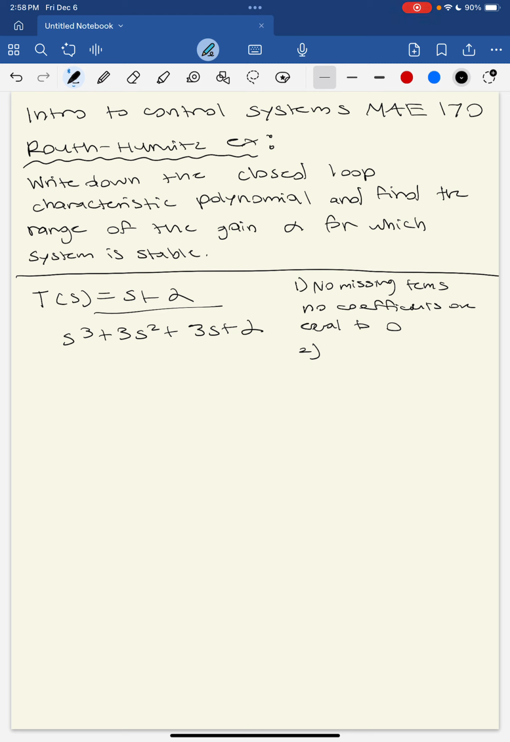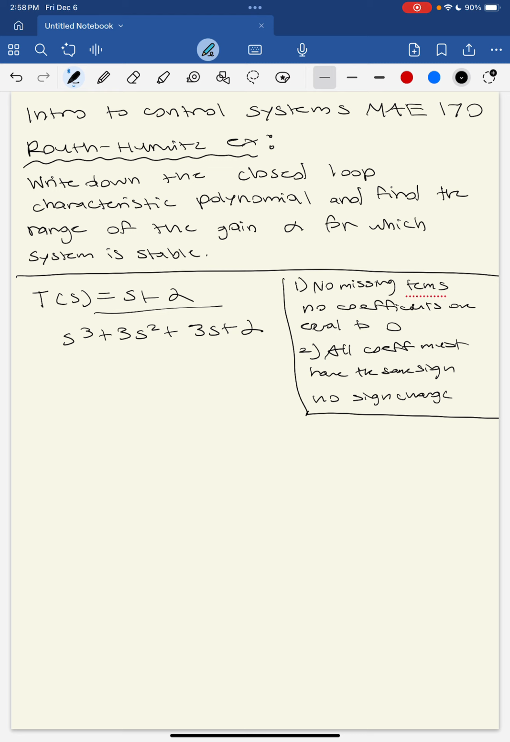Second criteria was all coefficients must have the same sign. So no sign change, right? In the first column. And we'll see how this plays into this example. But remember that this criteria is met already, so we don't need to worry about that. So I'm just going to box that on the side. That's a little note for you.